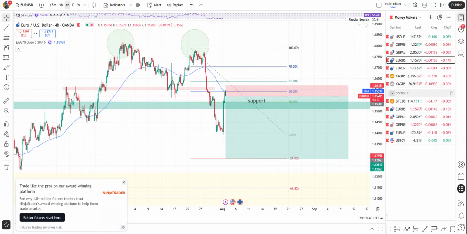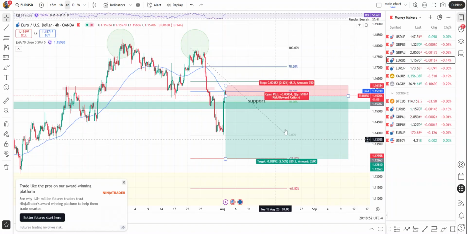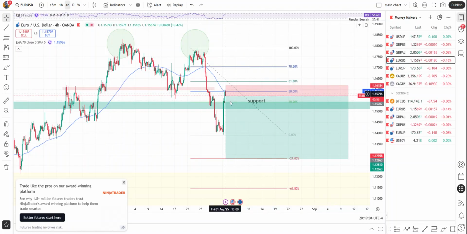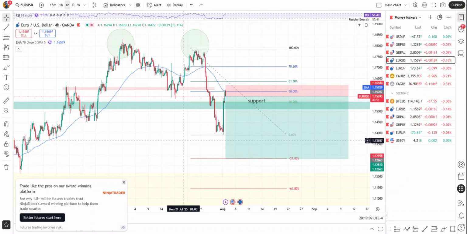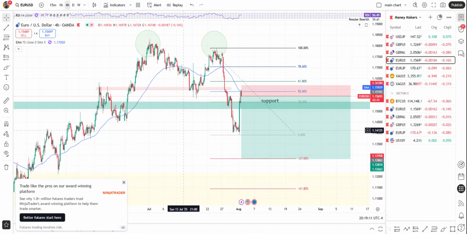My stop loss is 1.161, and my take profit is 1.1281. That's a 1 to 6 risk to reward ratio, meaning that you'll be making 6 times the money you risked, right? So you risk $1,000, you're gonna make a $6,000 profit if price reaches this area right here. That pretty much wraps up my analysis. It's a pretty simple, straightforward analysis.